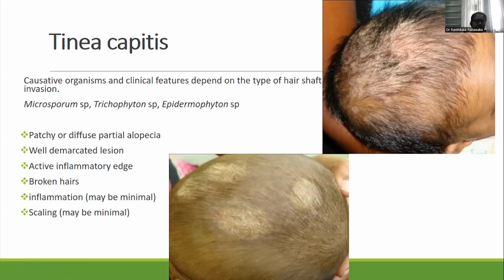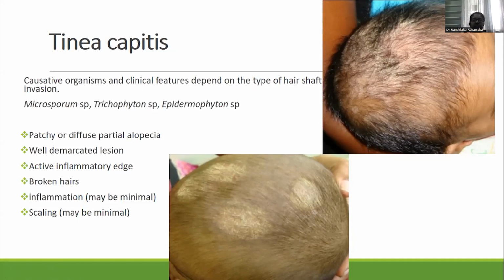So there are broken hair, inflammation and scaling, but both may be minimal. You may not see those things. But there are inflammation and scaling. So that is tinea capitis, commonly in children, right?